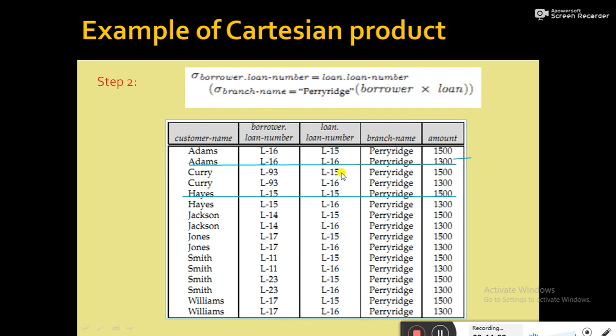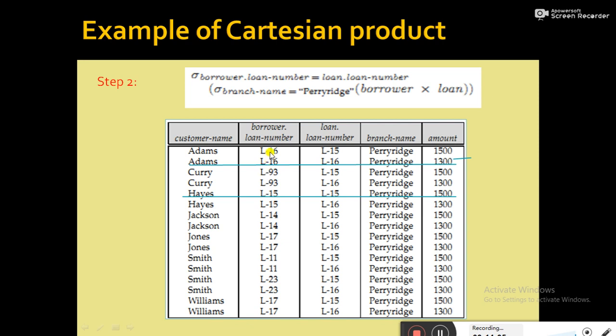On that particular relation, again we have to perform the selection operation. What should be the condition? Where borrower dot loan number equal to loan dot loan number. That means that operation will select from this relation only those records or tuples where borrower dot loan number equal to loan dot loan number. So L16 and L16 means the borrower dot loan number and loan dot loan number are the same for Adams. So that record will be selected.